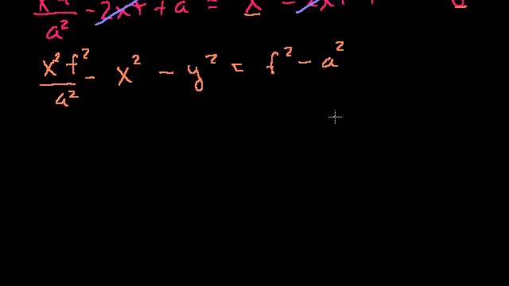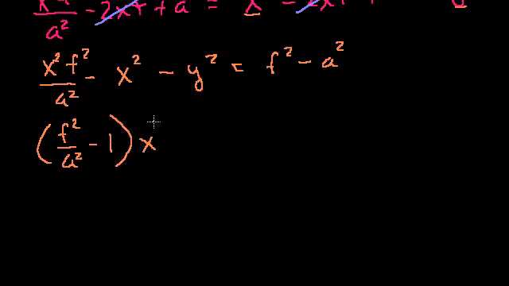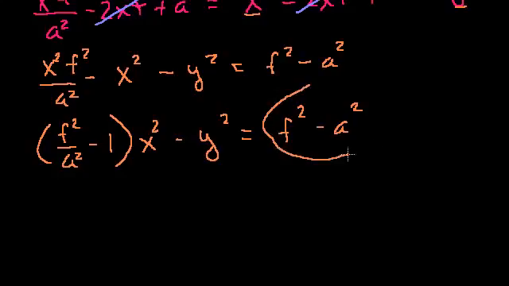I think we're almost there. This can simplify to, let's see, we can factor out the x squared. This becomes f squared over a squared minus 1 times x squared. I just factored out the x squared there. Minus y squared is equal to f squared, the focal length squared, minus a squared. And let's see, let's divide both sides of the equation by this expression right there.